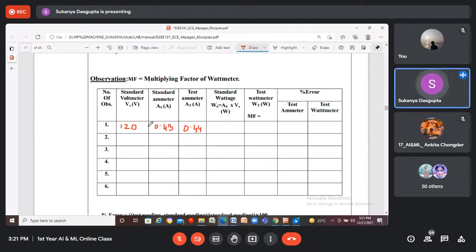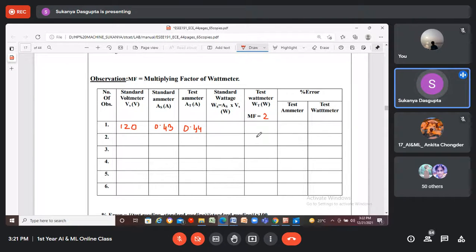That means for this particular reading, you can calculate Ws using a calculator. Is times Vs, which is the standard wattage. And then you can calculate the percentage error for the test ammeter, which is true minus measured by true into 100. True means standard. So standard minus measured, the test, by standard into 100. That is the percentage error. So you can calculate percentage error, and here you will write multiplying factor as 2. We'll mention multiplying factor used here as 2.